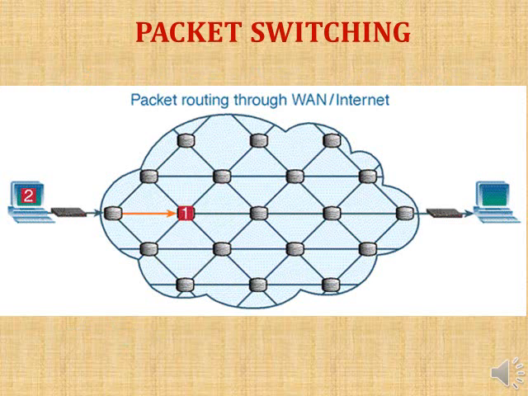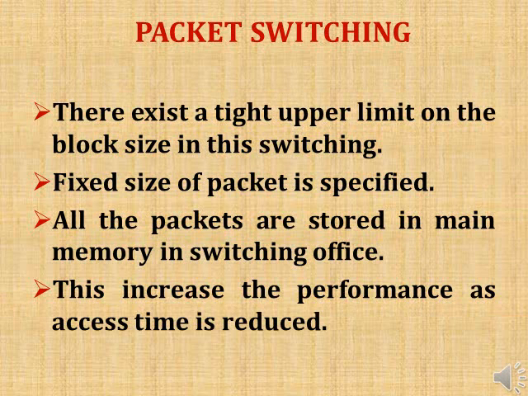Last but not least is packet switching. In this, the path is not fixed and the data is stored in main memory at the switching office. There exists a tight upper limit on the block size in this switching. A fixed size of packet is specified due to its storage in main memory, rather than on disks as in message switching. This increases the performance as access time is reduced.